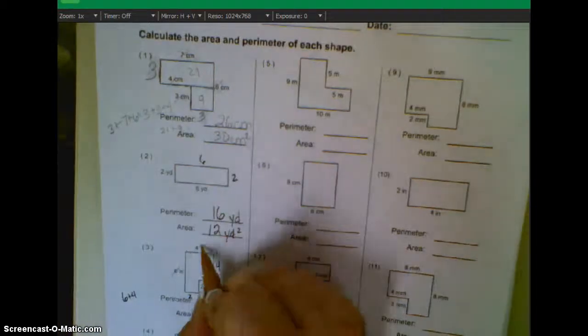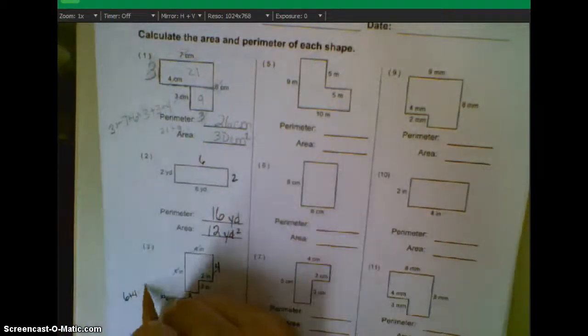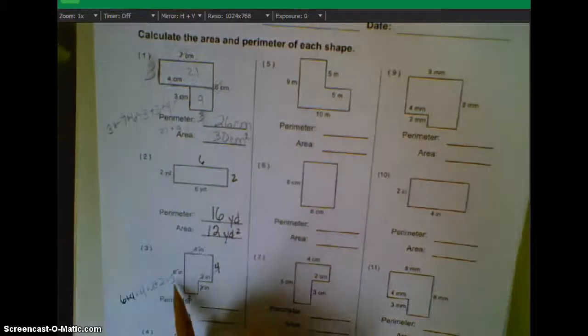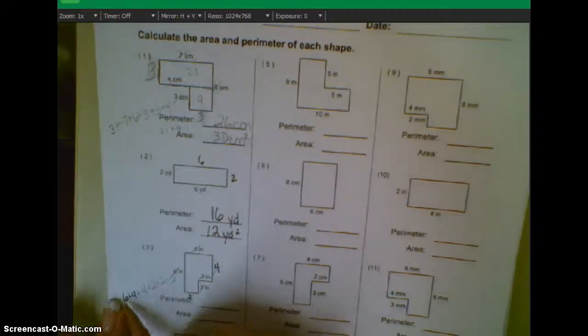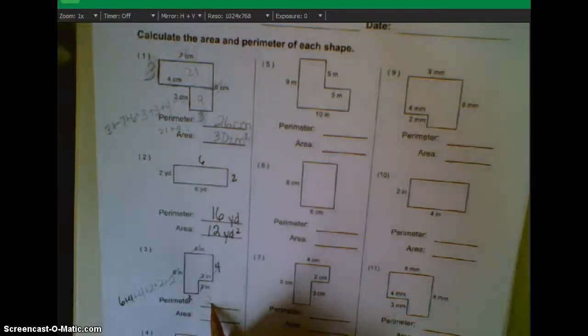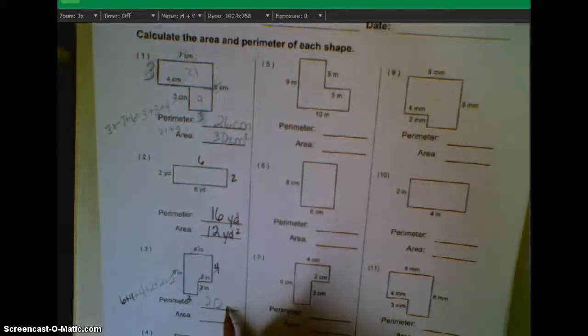6 plus 4 plus another 4 plus 2 plus another 2 plus another 2. And then I can go 2, 4, 6, and 6 is 12. 13, 14, 15, 16, 17, 18, 19, 20. It looks like we've got 20 here, and we are measuring in inches.